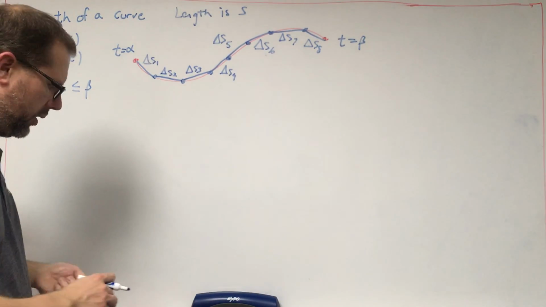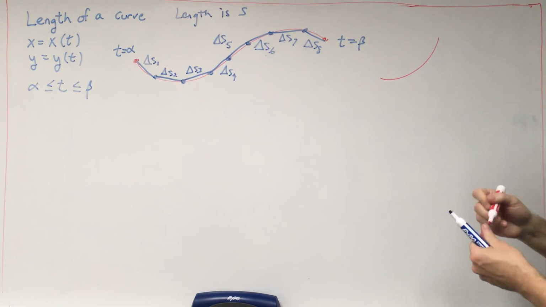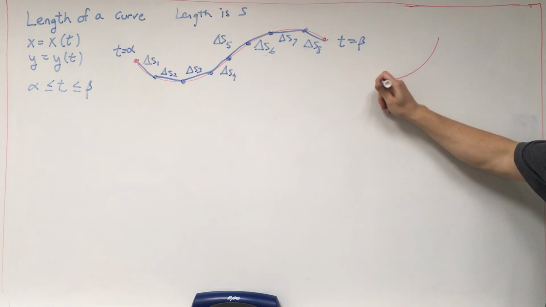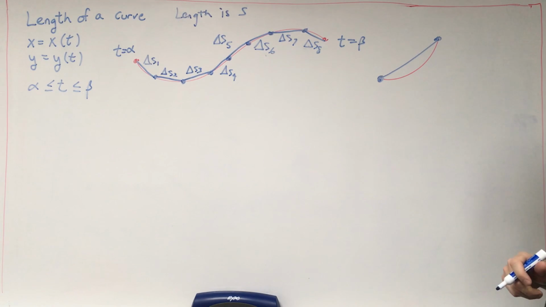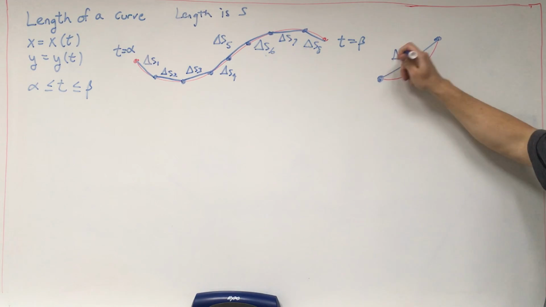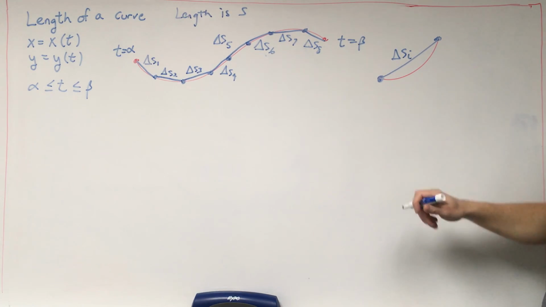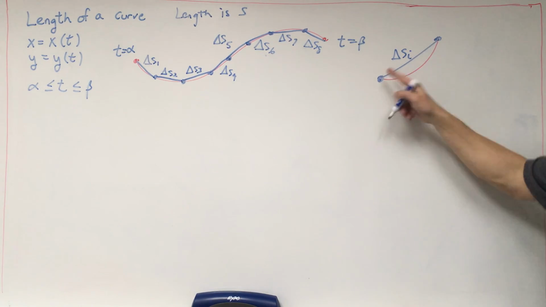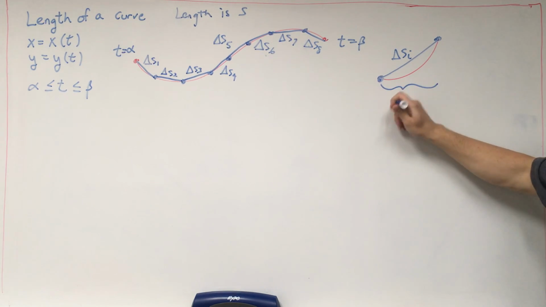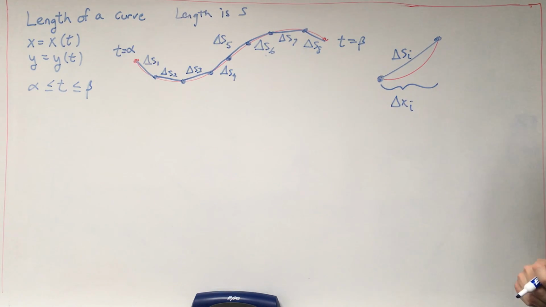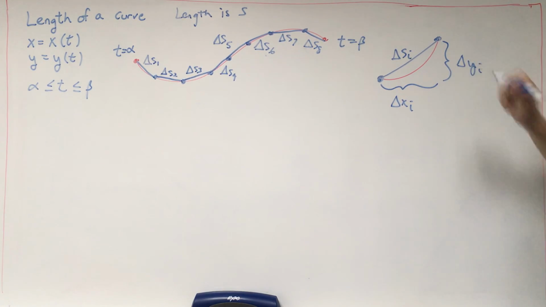So let's zoom in on one of these segments of the curve. And suppose it's got these two endpoints, and then some line segment that's joining it of length delta Si. So we're going to use the Pythagorean theorem to calculate the length of that in terms of the change in x and the change in y. So down here, we have the corresponding change in x. Over here, we have the corresponding change in y.